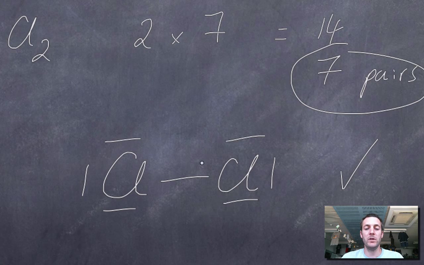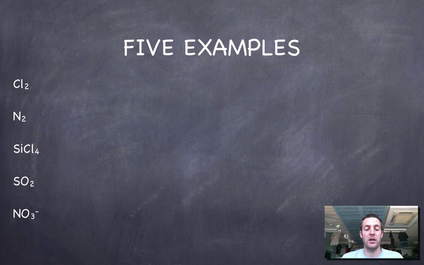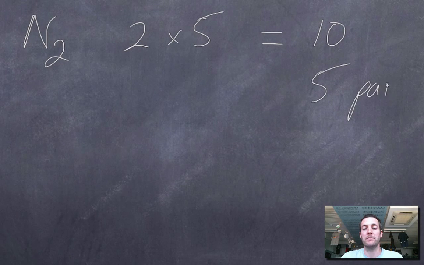Notice here that each chlorine has formed 1 bond. Chlorine has 7 electrons in its outer shell, so it can accept 1 electron. It can therefore form 1 bond. So that's a useful check to see that you've done something right. Okay, let's do nitrogen next. Nitrogen has 2 nitrogen atoms, so 2 times 5, because nitrogen is in group 5, so that's how many outer shell electrons we've got. That's 10 electrons, so we've got 5 pairs to play with.